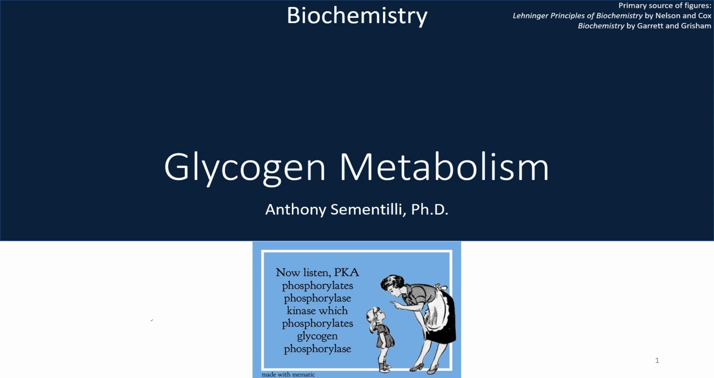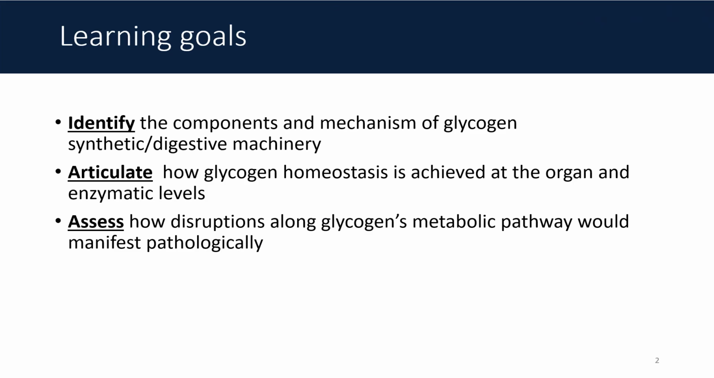Hi, everybody. Last time in our carbohydrate lecture, we talked briefly about glycogen and its role as the animal starch. Well, glycogen is so important, we will be devoting the entire lecture to its metabolism. For our learning goals, we will be identifying the machinery that builds and breaks down glycogen in humans. We will also articulate how glycogen homeostasis is achieved at the organ and the enzymatic levels.